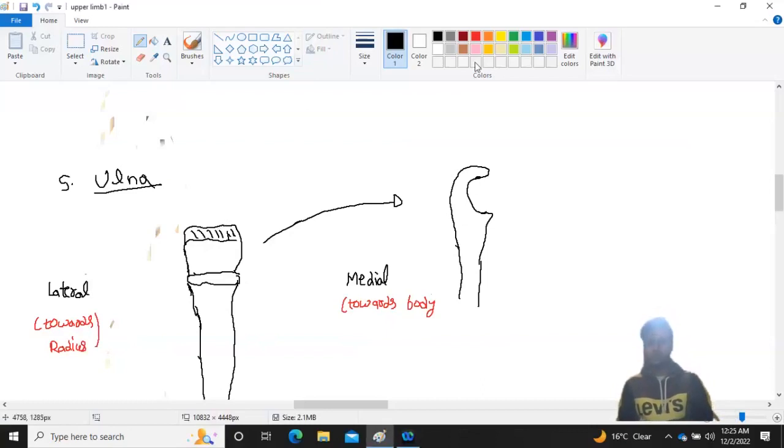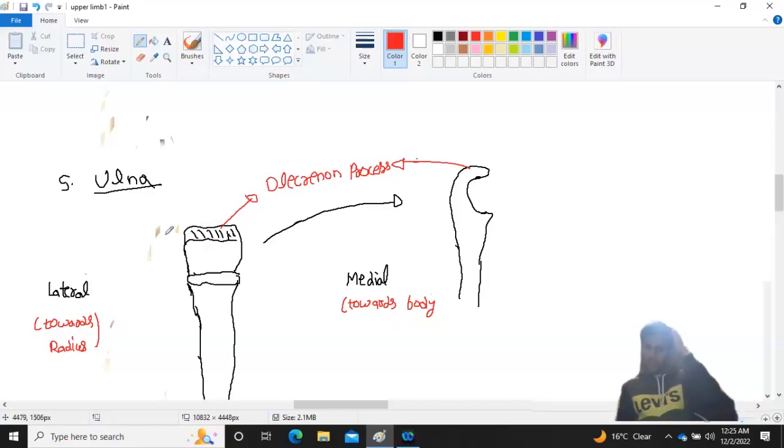So the first part is called olecranon process. Olecranon process is like this. This is olecranon process, the upper part. It also has surfaces: superior surface, inferior surface, medial and lateral surface. Then medial and lateral border. Similarly, we can call them borders. So it also has surfaces.